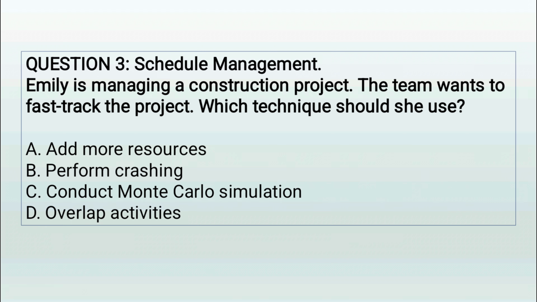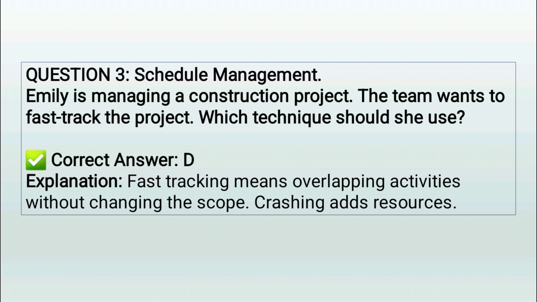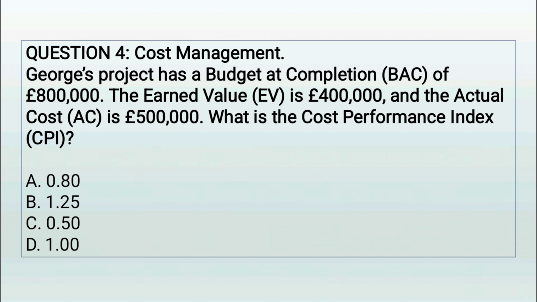Question 3. Emily is managing a construction project. The team wants to fast-track the project. Which technique should she use? A. Add more resources. B. Perform crashing. C. Conduct Monte Carlo simulation. D. Overlap activities. Correct answer: D. Explanation. Fast tracking means overlapping activities without changing the scope. Crashing adds resources.